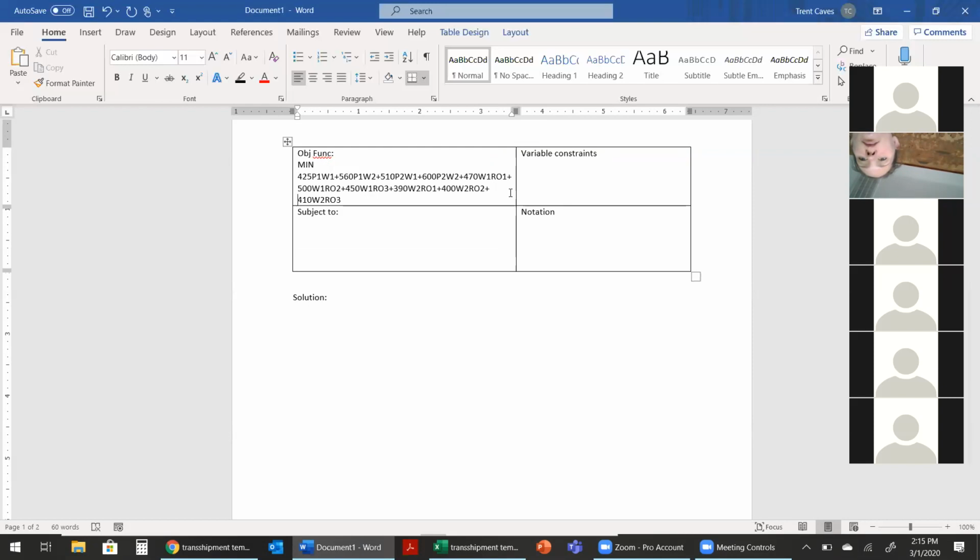So did everybody see how we came up with the objective function? Does anybody have any questions about the objective function for this question? All right, so who can tell me what constraints we have? First constraint that we have is related to our plants. It's how much can we produce from each plant? So can anyone tell me what the first plant constraint is?